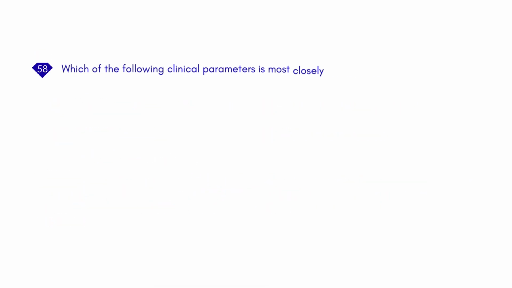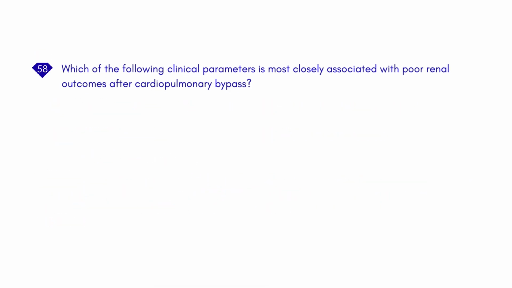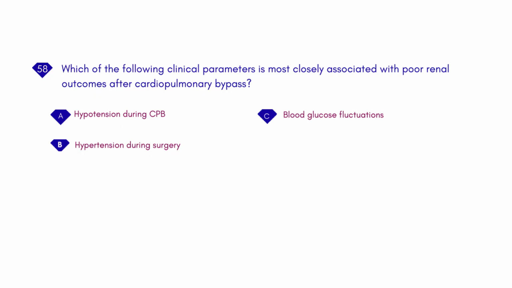Which of the following clinical parameters is most closely associated with poor renal outcomes after cardiopulmonary bypass? A. Hypotension during CPB. B. Hypertension during surgery. C. Blood glucose fluctuations. D. Use of antifibrinolytics. Answer: A.